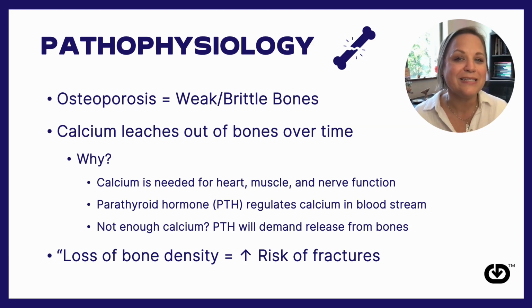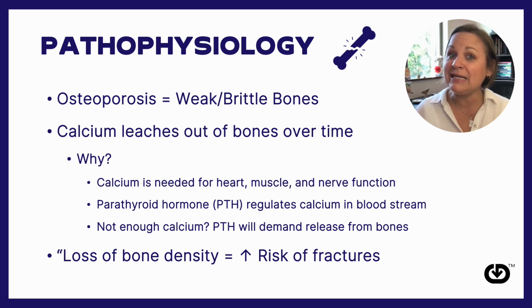So what is osteoporosis? Well, osteoporosis is also known as brittle bone disease. It causes weak or brittle bones over time. And this happens as calcium leaches out of the bones. Why does calcium leach out of the bones? Well, our body needs calcium for a lot of really important functions. Remember from your fluid and electrolytes lecture, calcium is needed for the heart, for muscle function, and for nerve function.